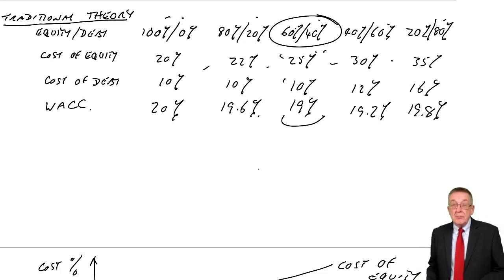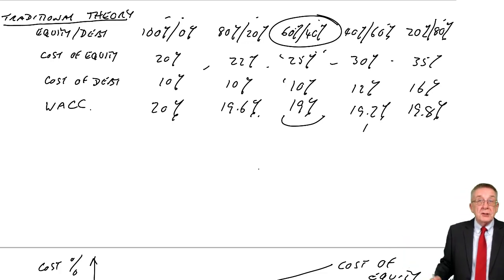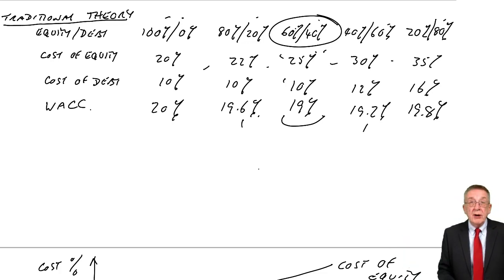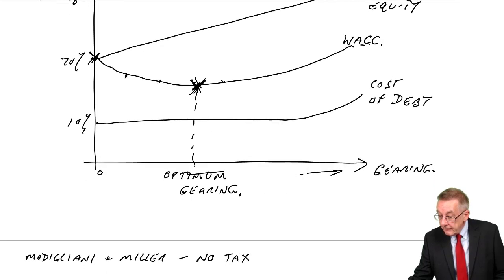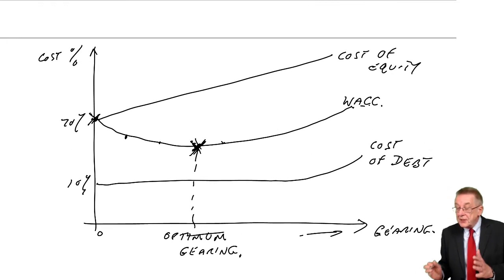There's no point raising more debt. The overall cost will go up. There's no point in raising more equity. The overall cost will go up. We should get to that optimum level, then raise finance in that way so as to keep the gearing the same.